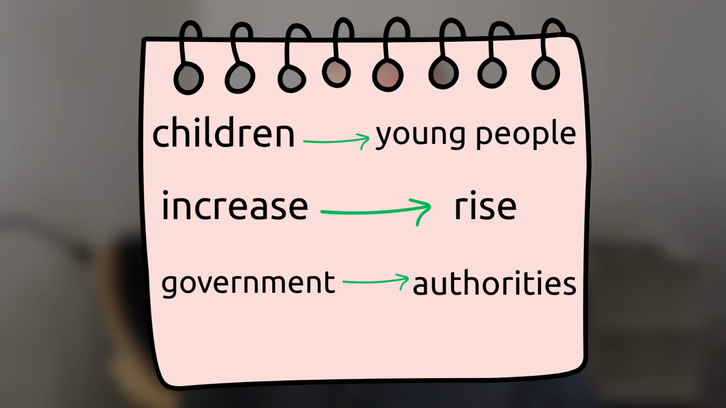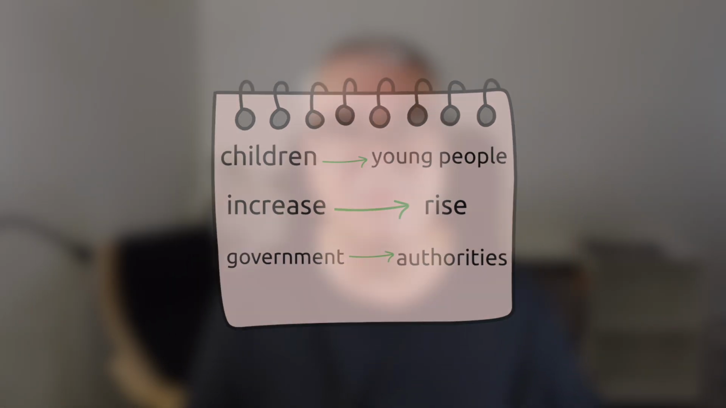First up, we have synonyms, and synonyms is where you swap a keyword that is given to you in the question with a different word. Now, this does not have to be really difficult. Make it easy for yourself. For example, children can become young people. Increase can be swapped with rise. Governments, you can swap that out with the word authorities.